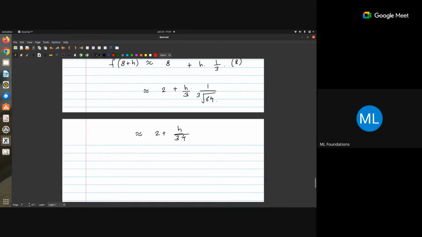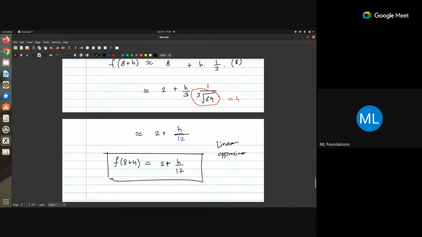So this part, right? It is equal to 4. So 4 into 3 is 12. Right. So then I can say that f of x plus h, which is 8 plus h, is 2 plus h by 12. Right? Yes. And that is your linearization around it. So this is the linear approximation around x equals 8.